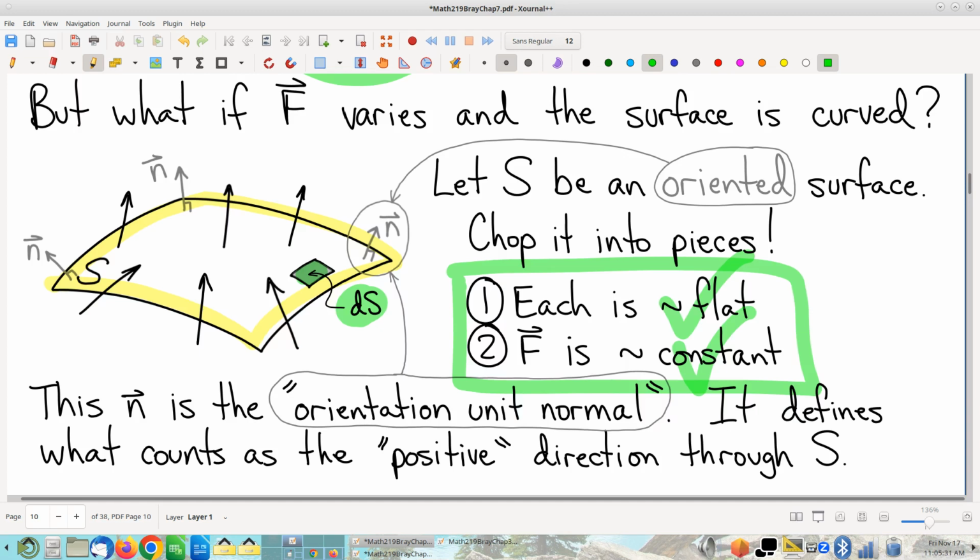Yeah? This might be a weird question, but I can understand geometrically why when you make each piece really small, it's approximately flat. But I don't understand why F would be approximately constant. Yeah, right. Okay, so most functions, well, let's say it this way, continuous functions, right?